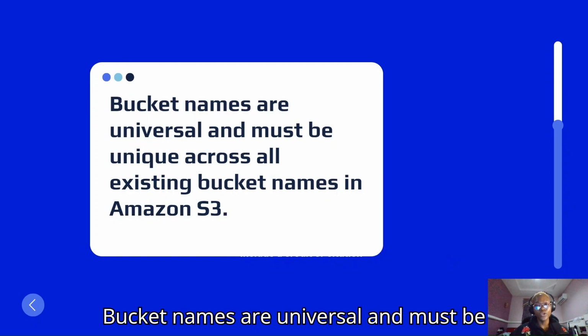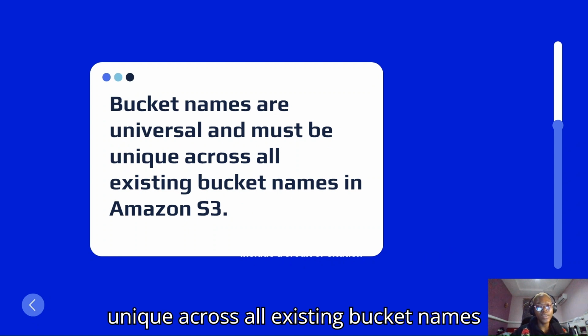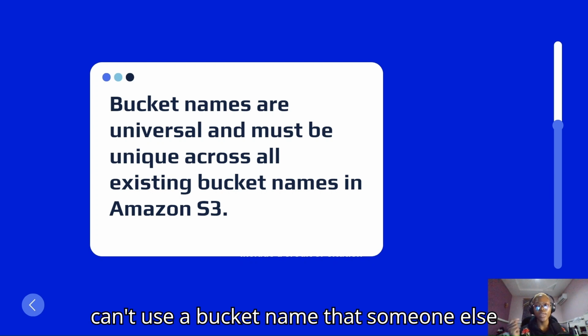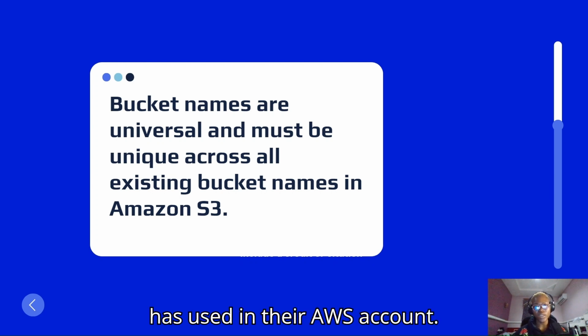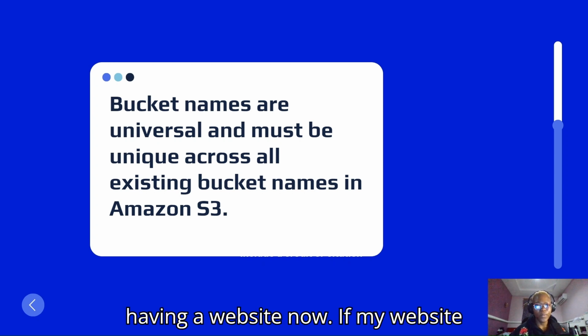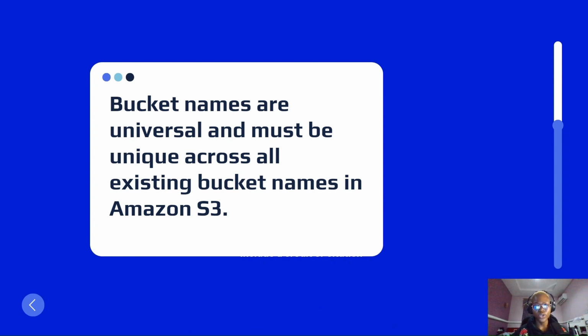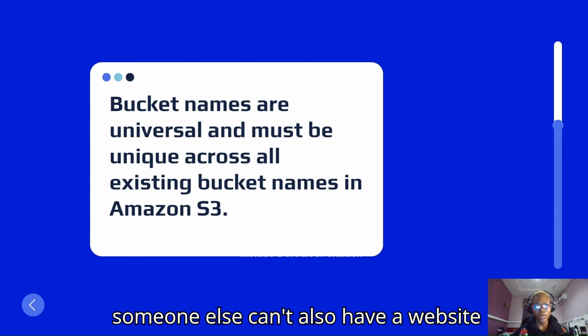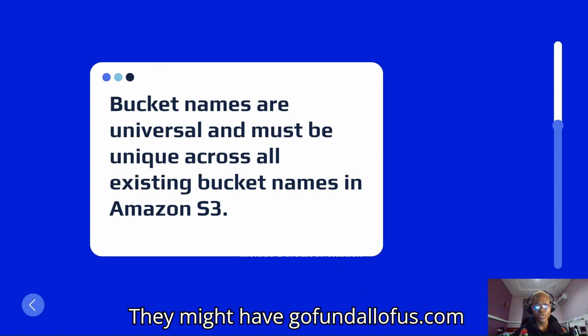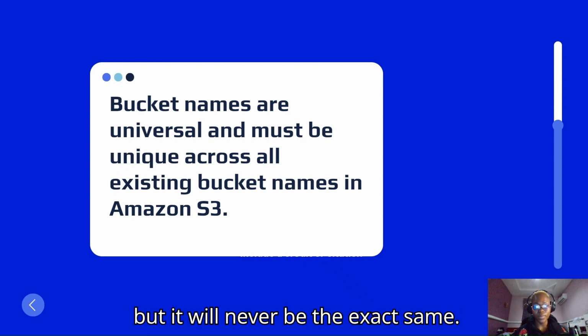Bucket names are universal and must be unique across all existing bucket names in Amazon S3. This means you can't use a bucket name that someone else has used in their AWS account. Why does this happen? It's just like having a website. If my website is www.gofundme.com, someone else can't also have a website called www.gofundme.com. They might have gofundallofus.com, but it will never be the exact same.